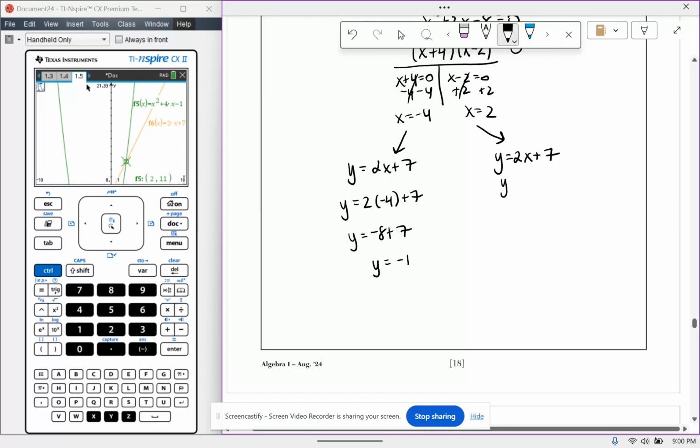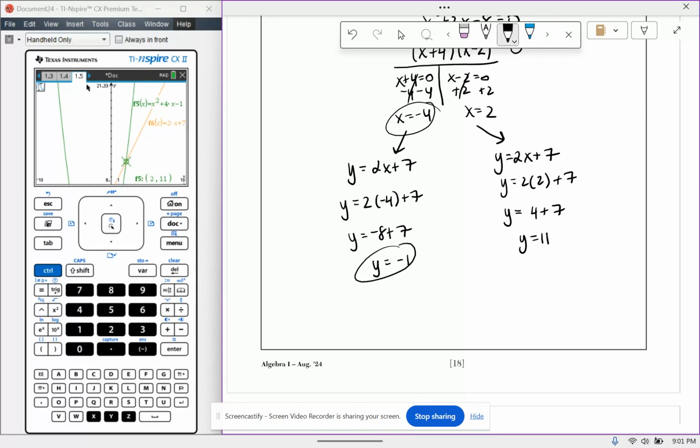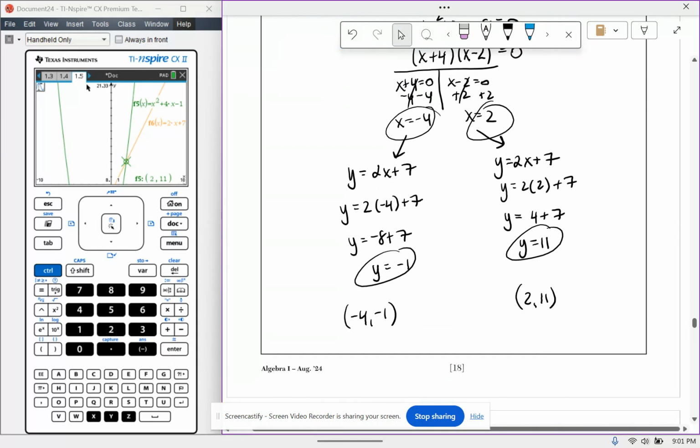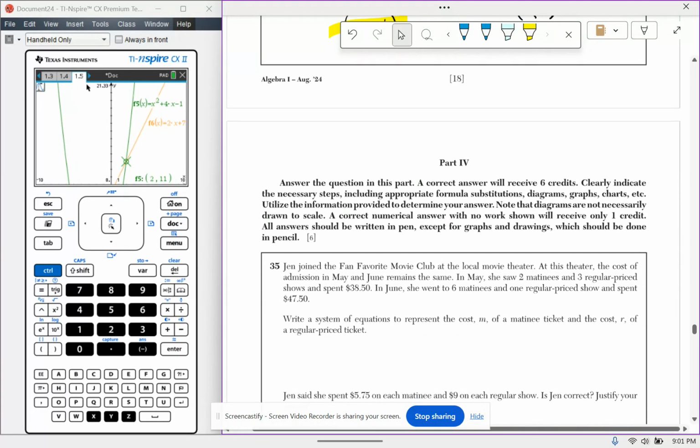And then so then put it all together in two nice little points of intersection. This guy is going to be -4, -1, and this guy is going to be 2, 11. And then do those match the ones you found up top? They sure do. So those are your answers to this guy. Okay. All right, 35.